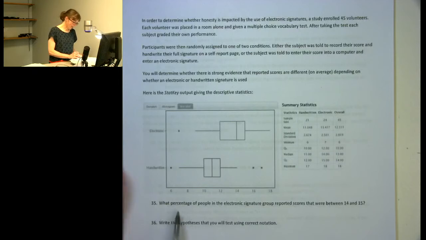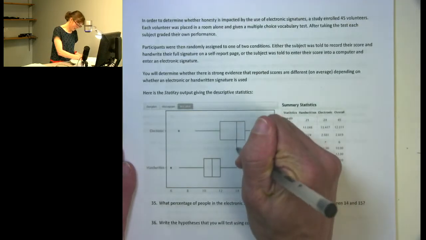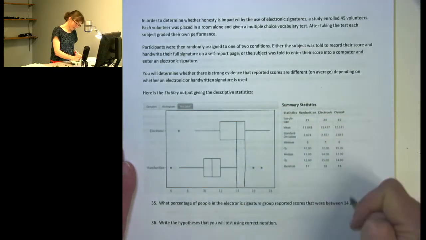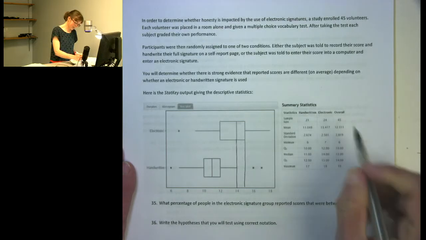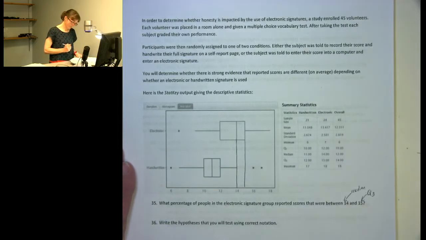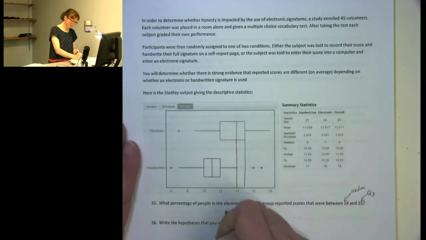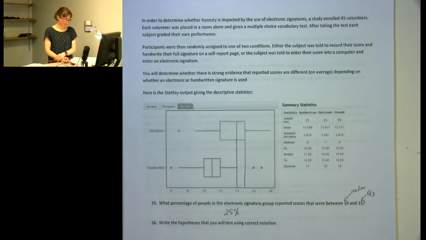So the first question asks, what percentage of people in the electronic signature group reported scores that were between 14 and 15? You can see 14 here and 15. 14 is the median. 15 is the third quartile, and we can see those here also. So we know the third quartile is the 75th percentile, the median is the 50th percentile, so there would be 25% of people who reported scores in between there.